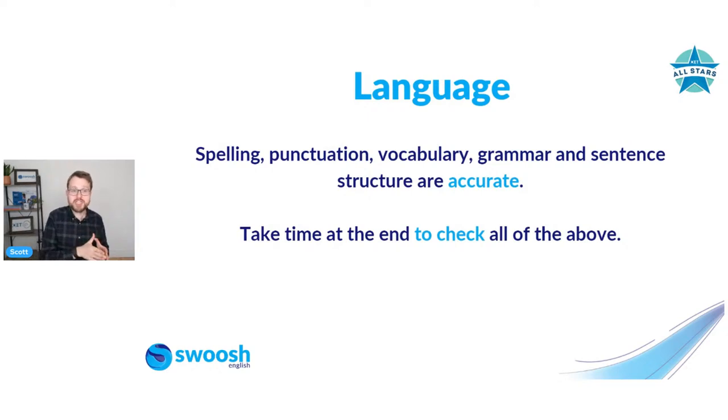The final subsection is language, and that is our everyday use of English, such as our spelling, our punctuation, our vocabulary, our grammar, our sentence structure, all of that. We need to ensure that they are accurate. And the key word I want to highlight here, guys, is that it needs to be accurate, not complicated, not complex, accurate. We don't need to show off our range, our complexity of English for this exam. An appropriate range must be identified, but accuracy is more important than complexity.